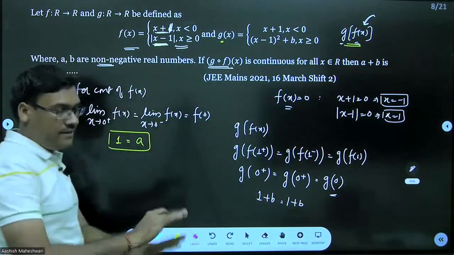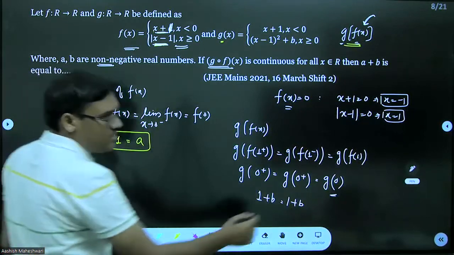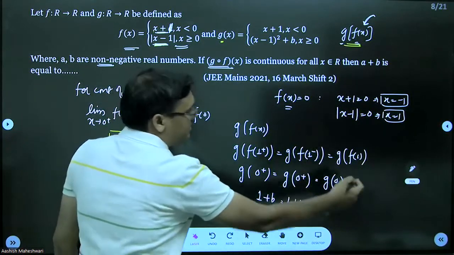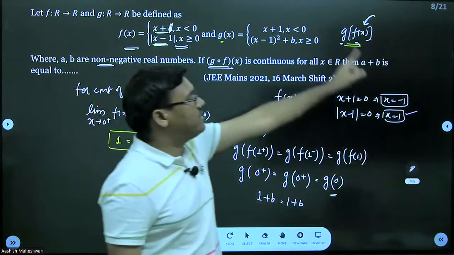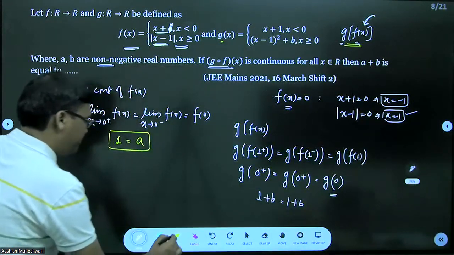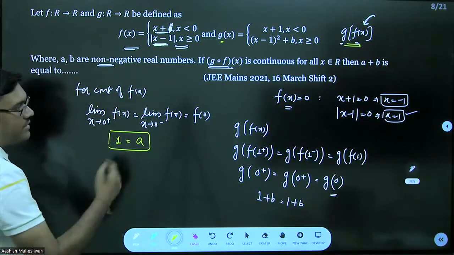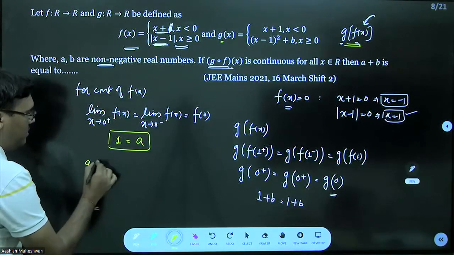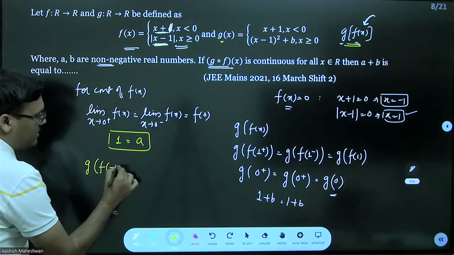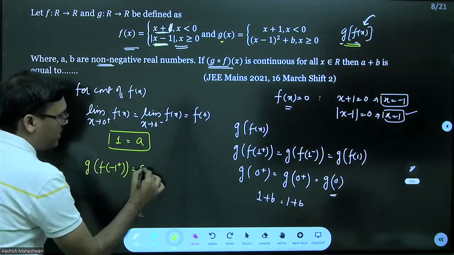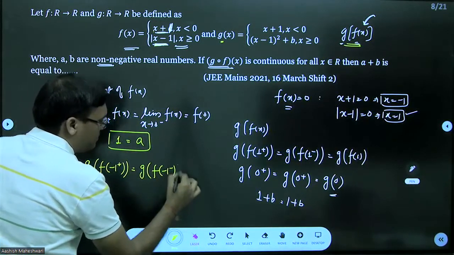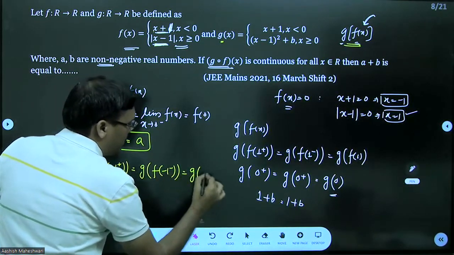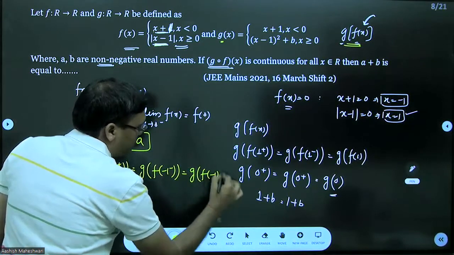नाउ वी विल चेक एट -1, ठीक है। तो 1 से तो आपको b का वैल्यू नहीं मिला, ये कंटिन्यूअस एट x इक्वल टू 1, ये सेटिस्फाइड है। नाउ वी विल मेक दिस फंक्शन कंटिन्यूअस एट -1, ठीक है। तो नाउ सी क्या करोगे, व्हाट इज लेफ्ट हैंड लिमिट, g f of -1 plus this should be equal to g f of -1 minus this should be equal to g f of -1.